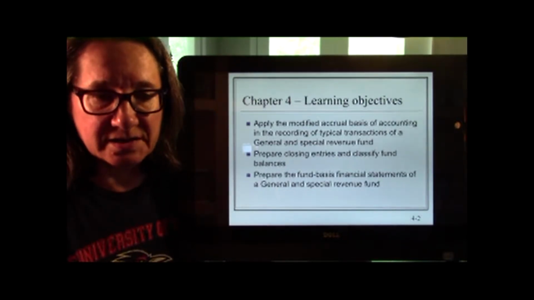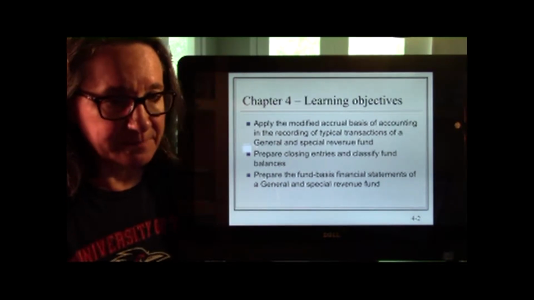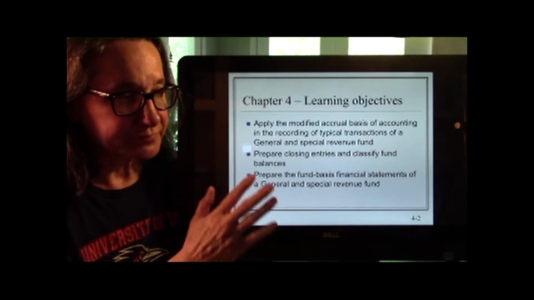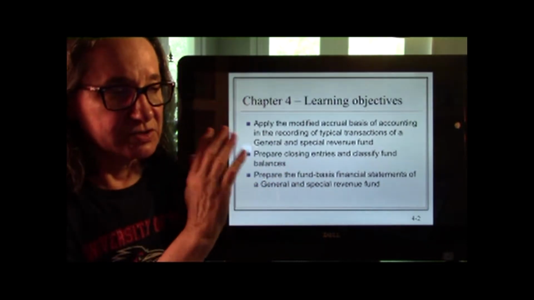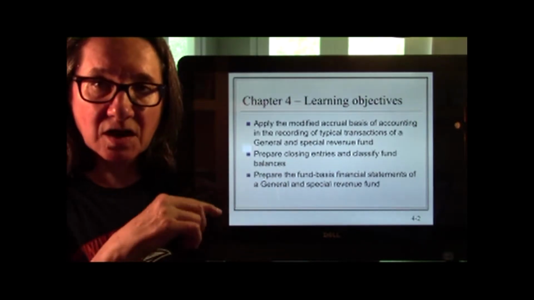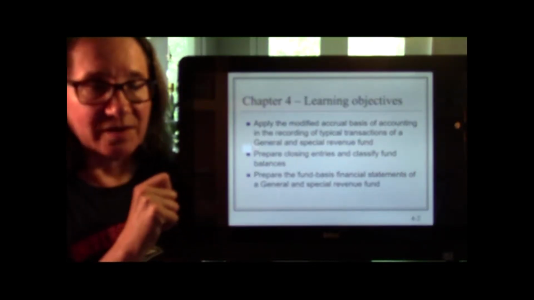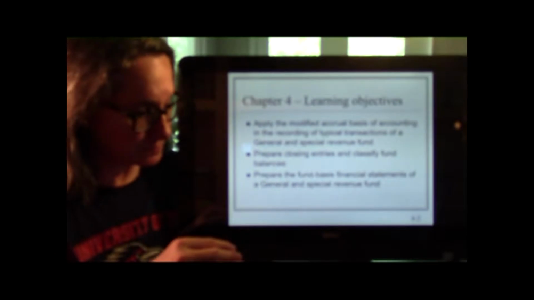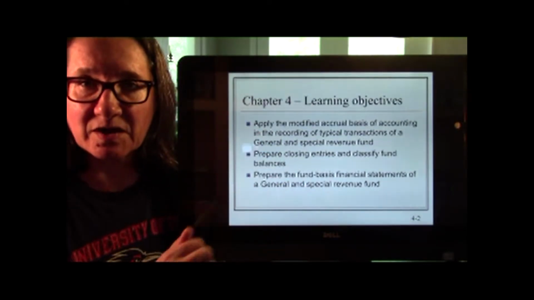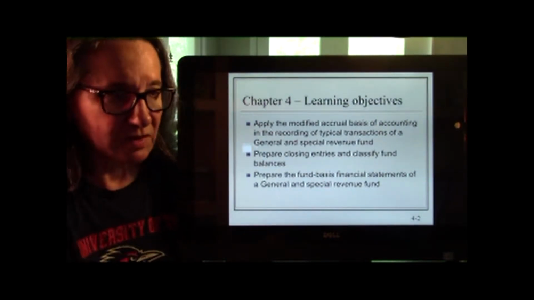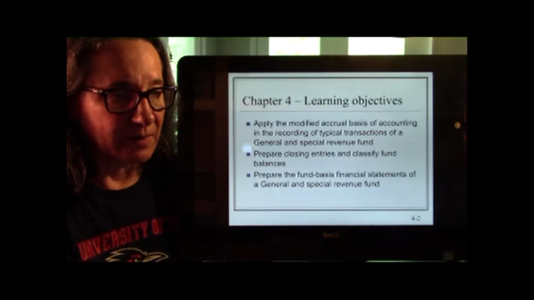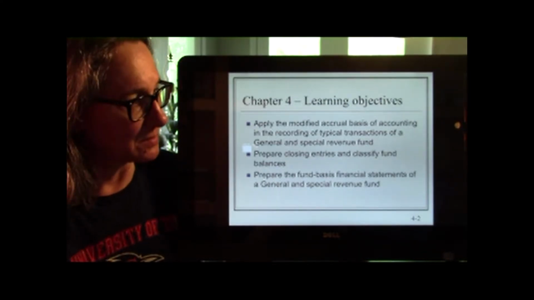In the governmental fund, we are using this modified accrual. So we're going to learn how to do these transactions for the general and special revenue funds, which are under the governmental funds, right? We've got our governmental, our proprietary, and our fiduciary. So we're still talking about governmental here. Closing entries, classifying fund balances, and we're going to talk about the financial statements some more.